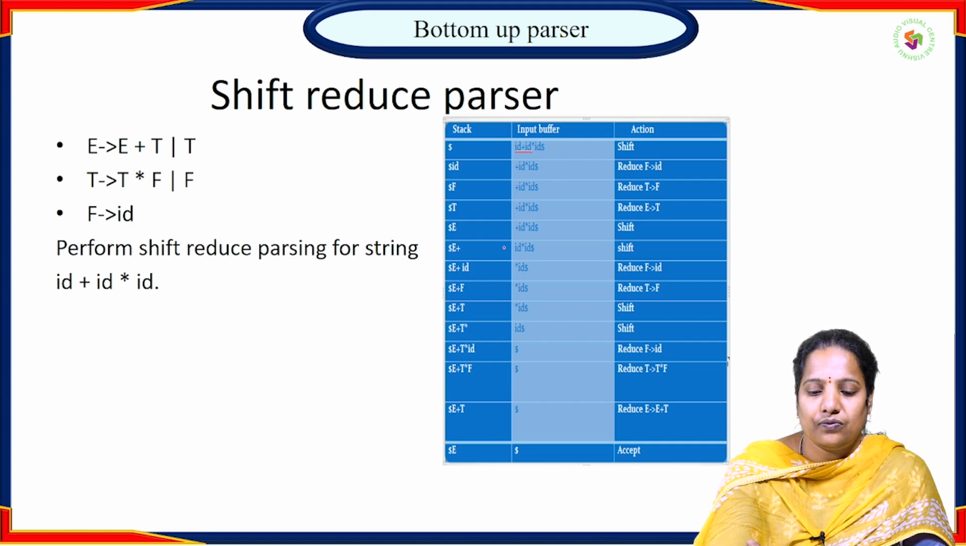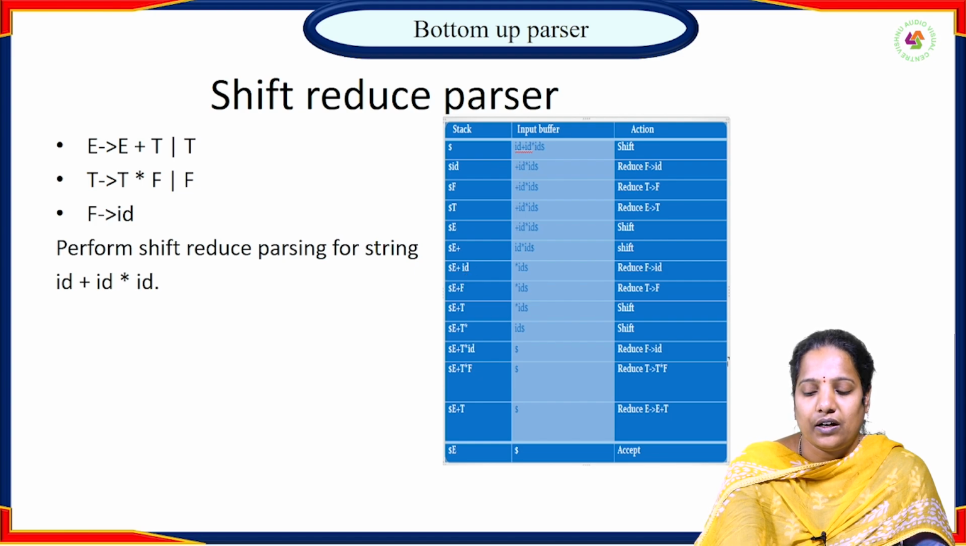What you have to do, if you won't find a handle, we need to push the next input symbol onto the stack. The next input symbol is ID, that we need to push onto the stack. ID will be pushed onto the stack. Then the stack contents are E plus ID.